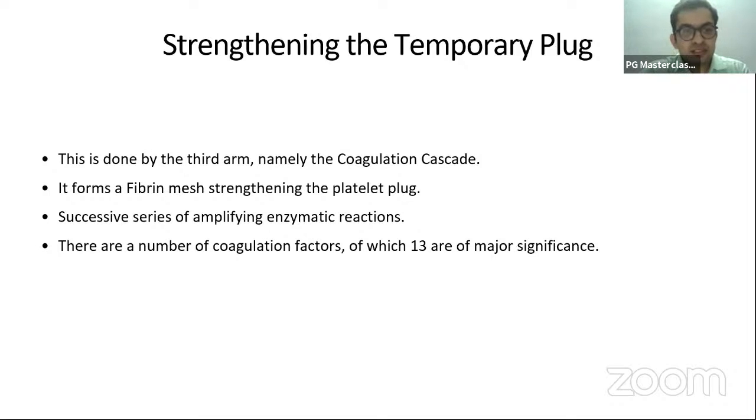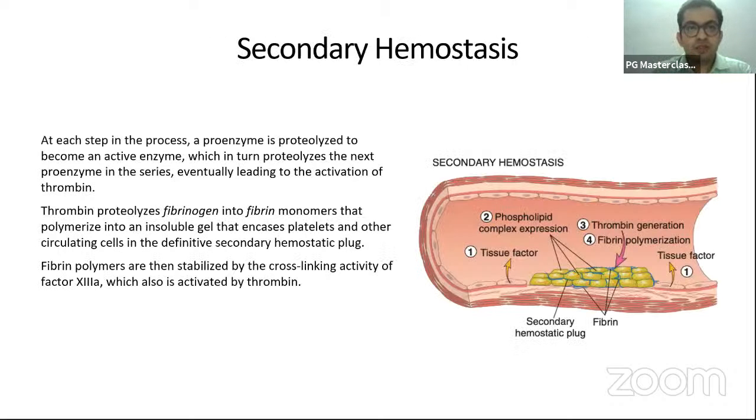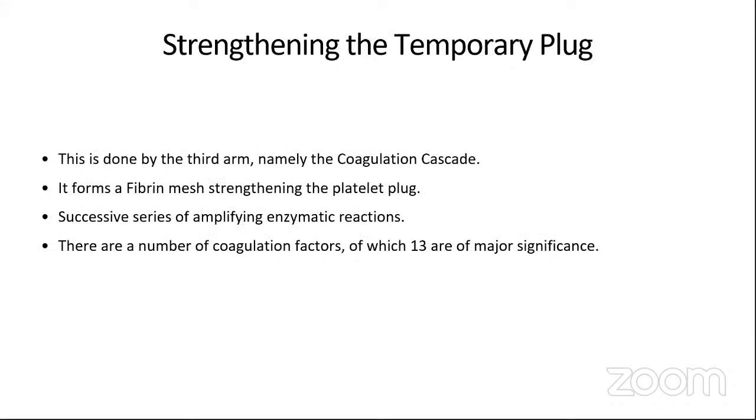Now, this is a series of amplifying enzymatic reactions such that the proenzyme is converted to enzymes, and they further keep going through the cascade. These are namely the coagulation factors, of which there are multiple, and 13 are of major significance. This is important when a first year resident is attending the casualty and he says that there is a spotter or there is a big hematoma.